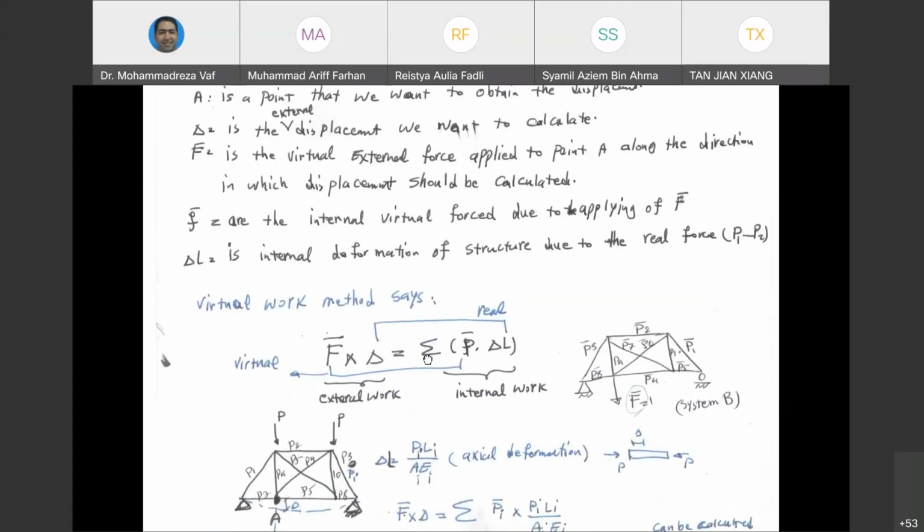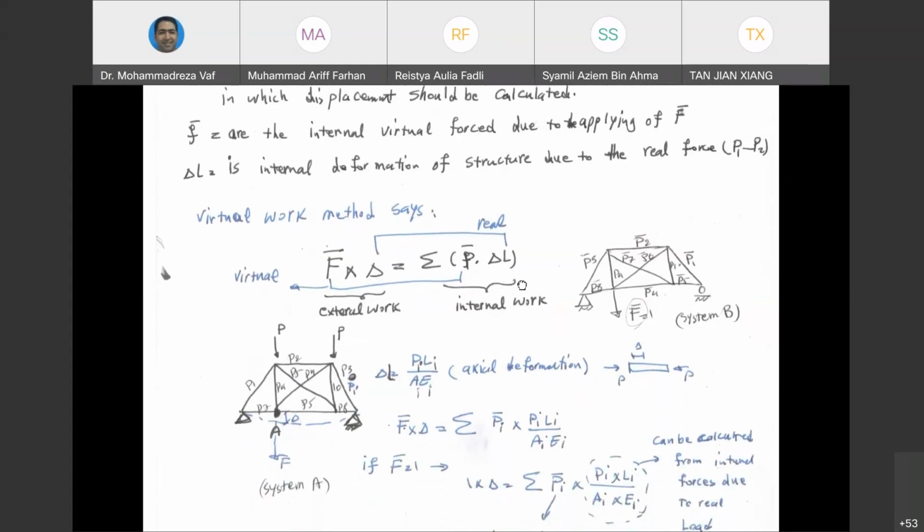So you may ask, how can we use this equation in order to calculate delta? One easy way to do this calculation is to assume that our F bar equals 1, because this virtual force can be any value. If we assume that F bar is 1, we can directly calculate our delta. So delta is going to equal the internal forces due to that single unit force that we apply to point A, multiplied by the deflection that comes from the real structure.